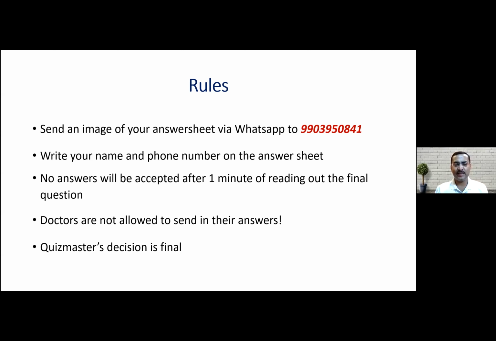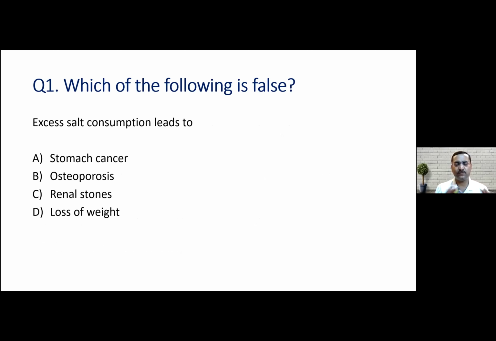So with that, I think the rules are more or less clear. You write down the answers on your piece of paper, write your name and phone number, and before the time is over, you have to send an image of your answer sheet to the number that is there on your screen in red. Now I move over to the first question of the quiz. Most of these answers are pretty simple. You just have to think carefully. If you know the answer, it's good, or you can always guess because there are no negative marks.